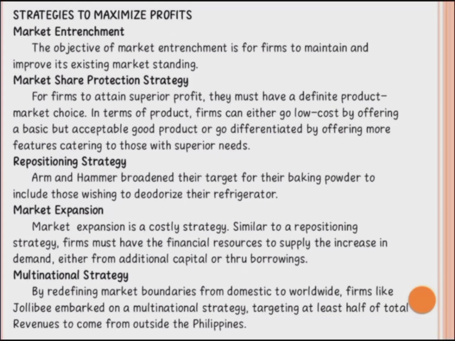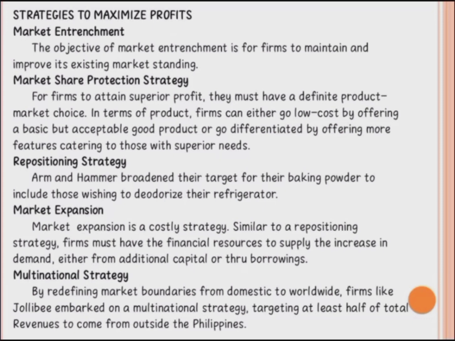Market share protection strategy. For firms to attain superior profit, they must have a definite product market choice. In terms of product, firms can either go low cost by offering a basic but acceptable good product, or go differentiated by offering more features catering to those with superior needs. As a low cost or lower cost producer, the firm can price its products lower than the competition because of its economies of scale.